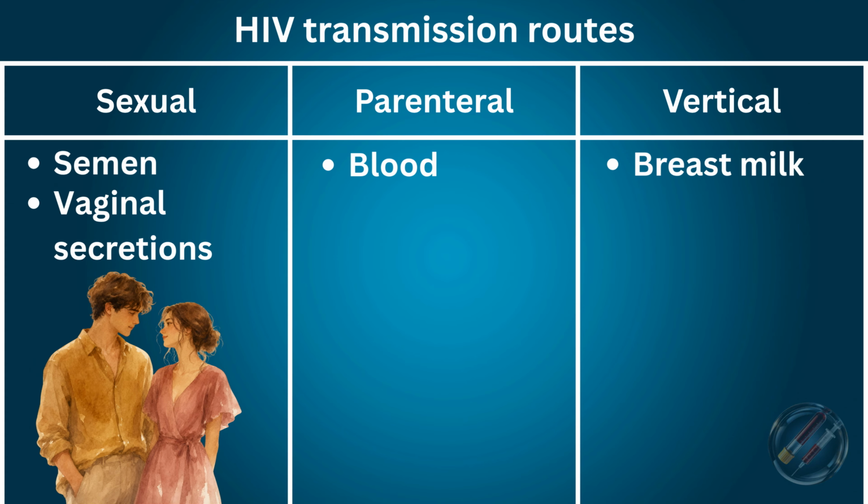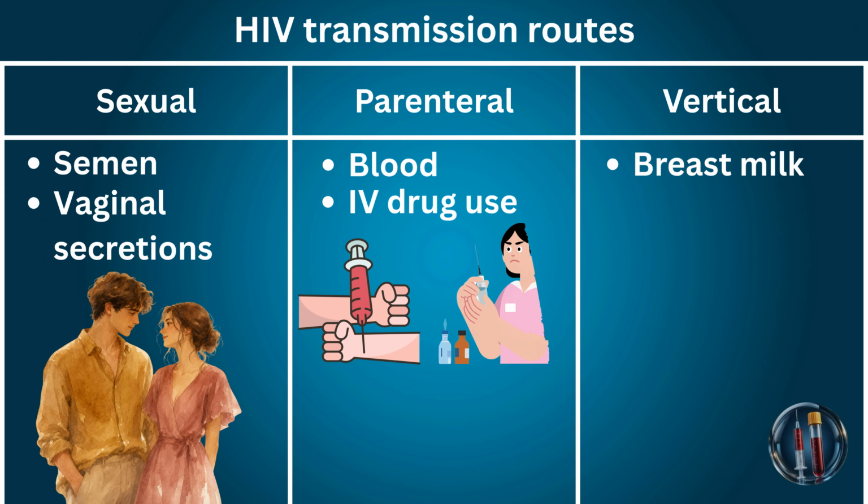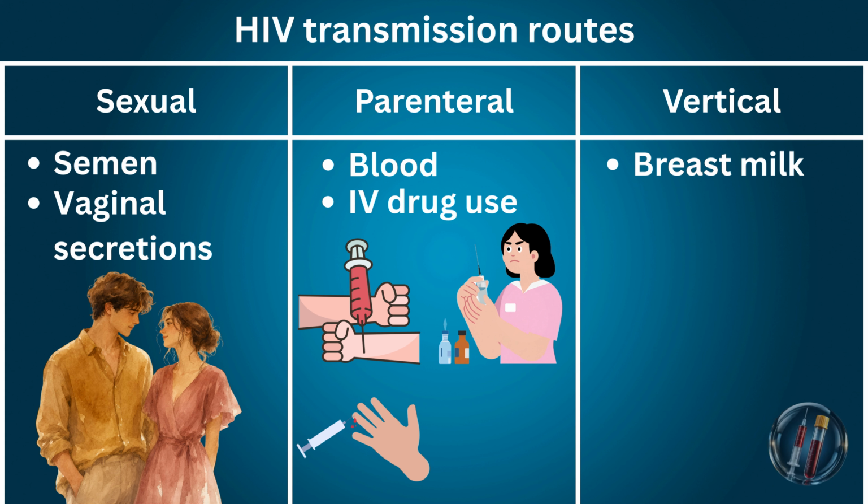Second, parenteral transmission occurs via intravenous drug use, where two or more people share the same syringe or needle, or through accidental needle stick injuries in healthcare settings, such as during needle recapping, disposal, sudden patient movement, or surgery. And historically, it also included blood transfusions performed before strict screening protocols.